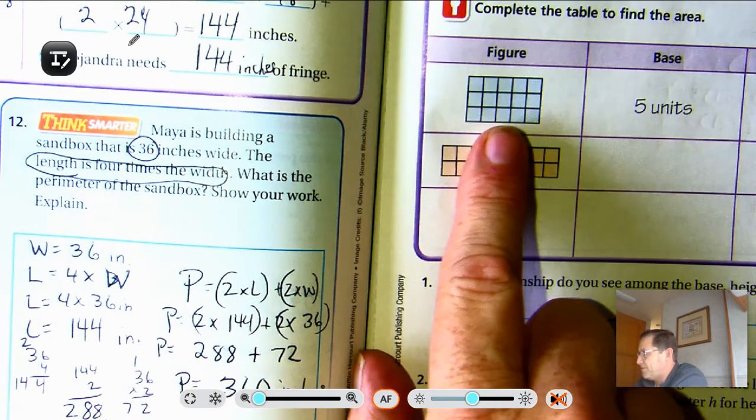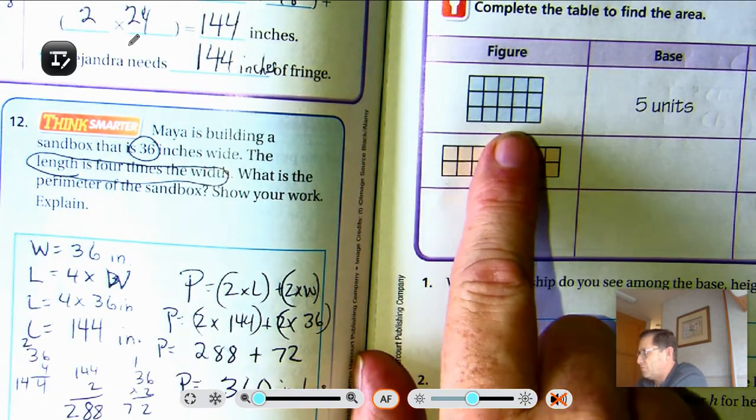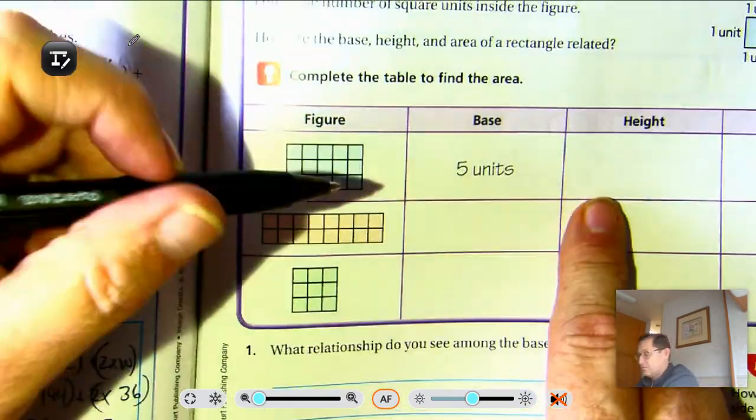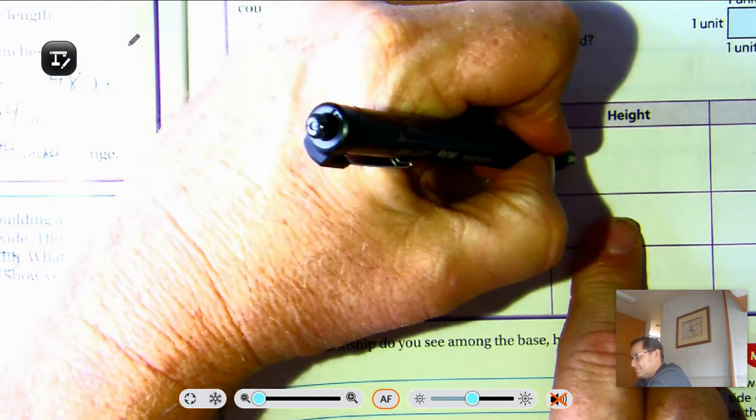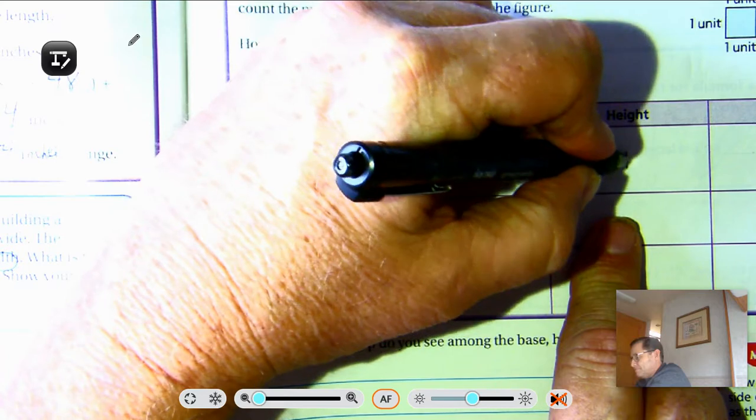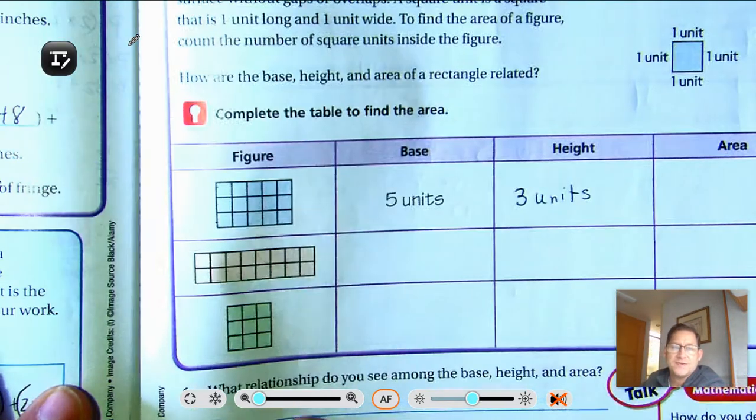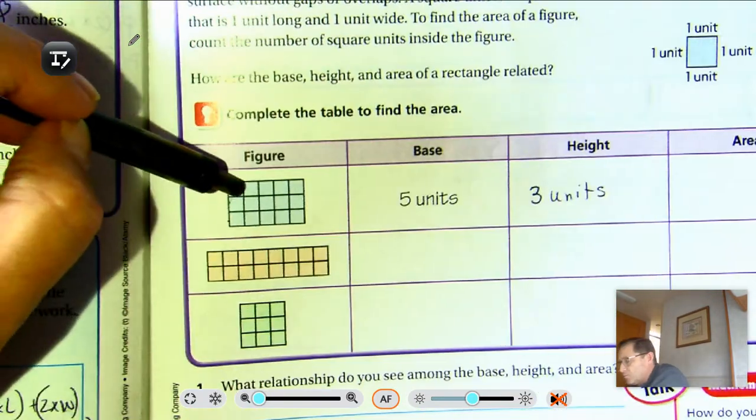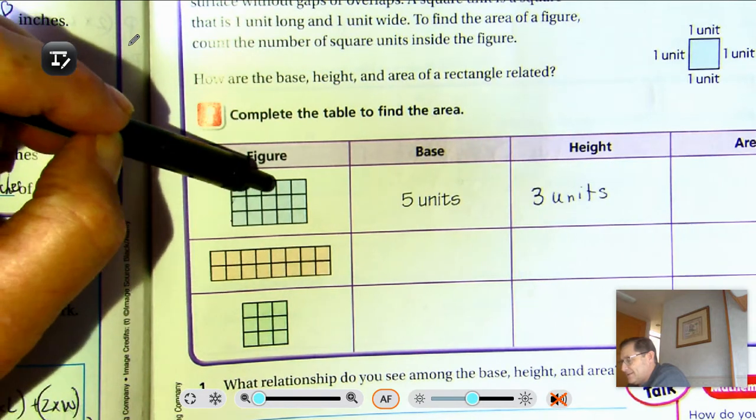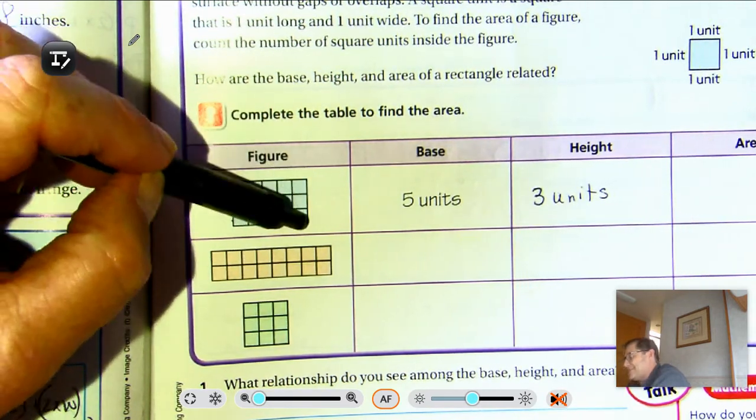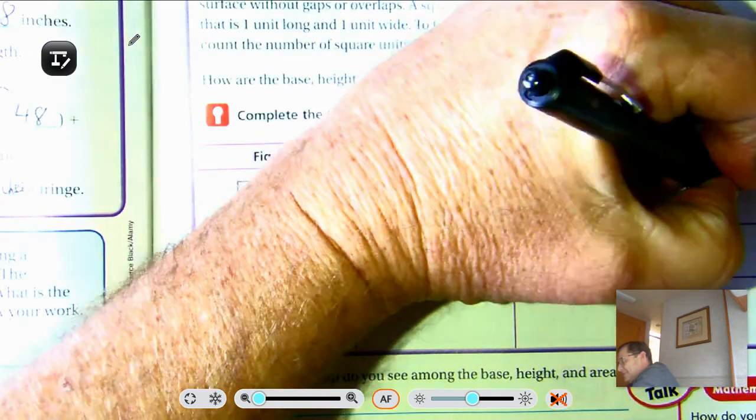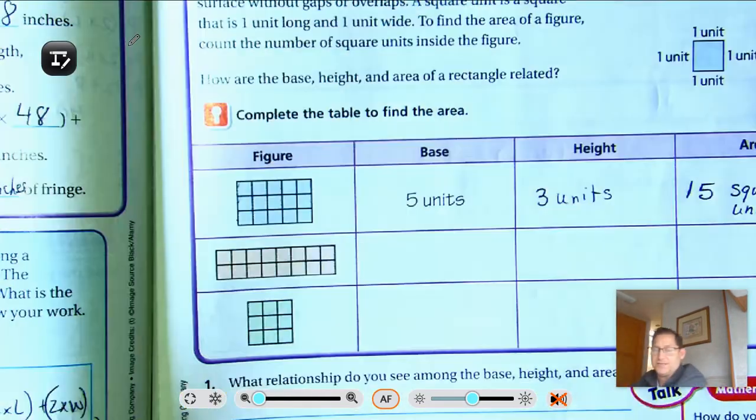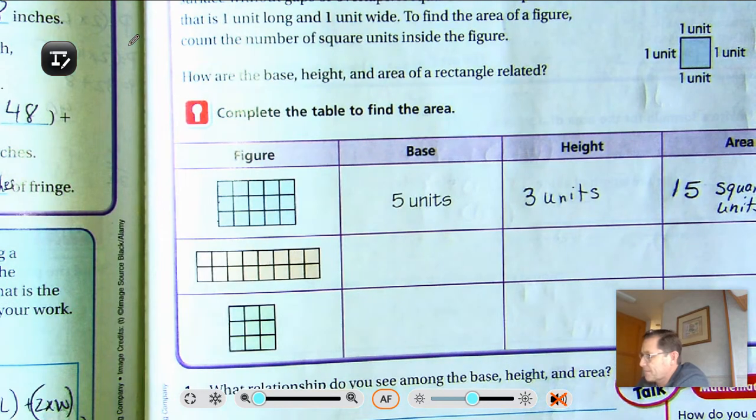All right, so in this figure, they're saying the base is 1, 2, 3, 4, 5. So they're counting the bottom as 5. The height would be 1, 2, 3. The area is the number of square units inside the figure. So there's 3, 6, 9, 12, 15. 15 square units.